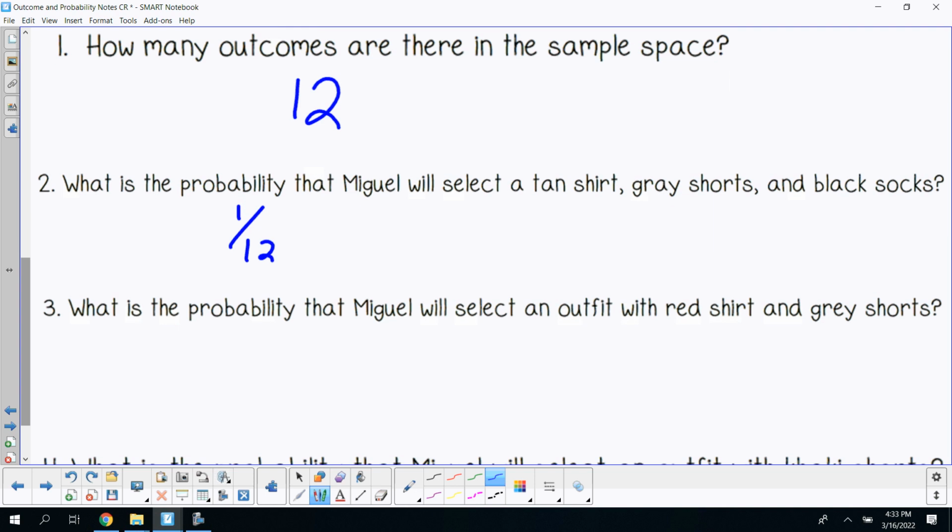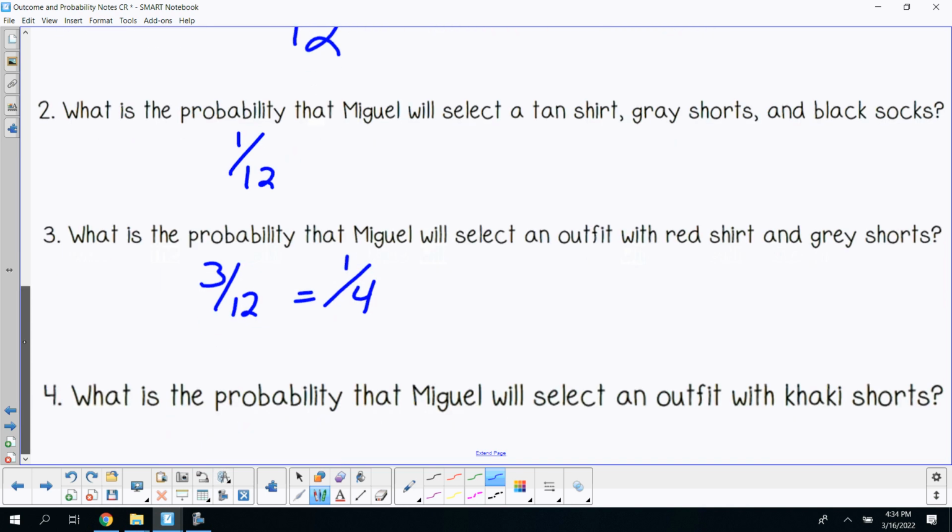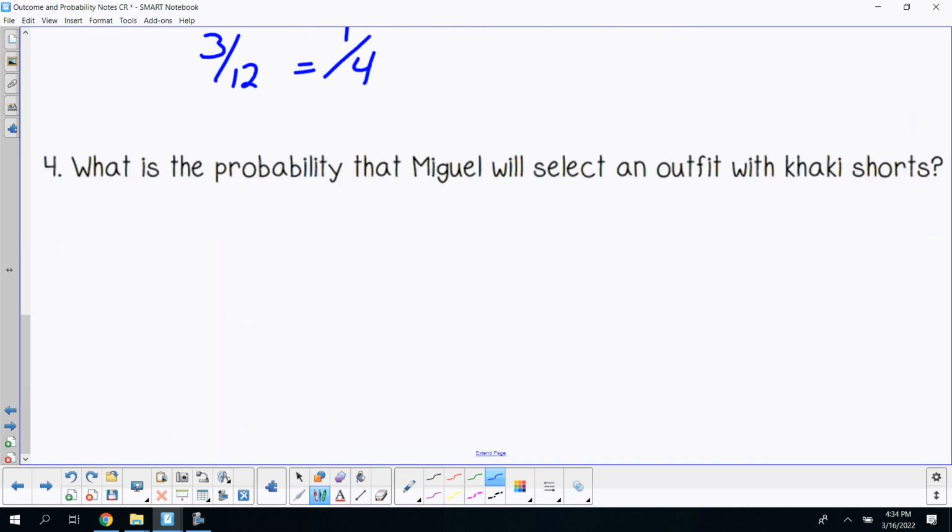What is the probability that Miguel will select an outfit with red shirt and gray shorts? If we look at the red shirt and gray shorts, that gives me 3 possibilities out of 12. We're saying we don't care what color socks he's going to choose, which will reduce to 1/4. And what is the probability that Miguel will select an outfit with khaki shorts? Khaki shorts, not caring about the t-shirt or the socks, gives us 6 out of 12 possibilities, or 1/2.